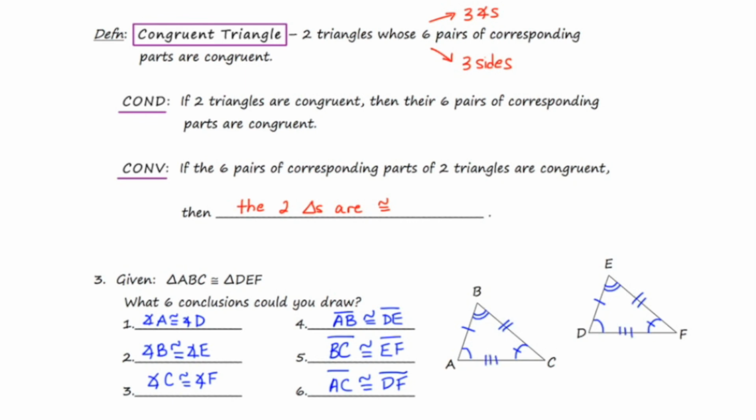So once again, in summary, if two triangles are congruent, then you could go on to say 6 things. You could list the 3 sets of angles that would be congruent, and you could list the 3 sets of sides that would be congruent.